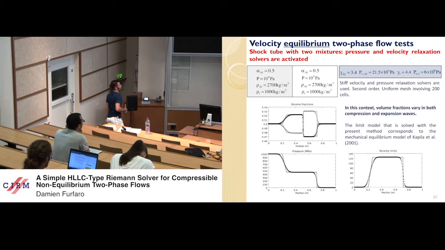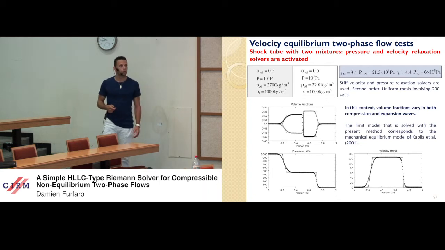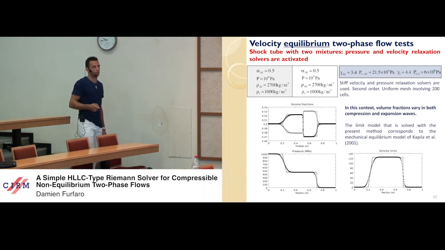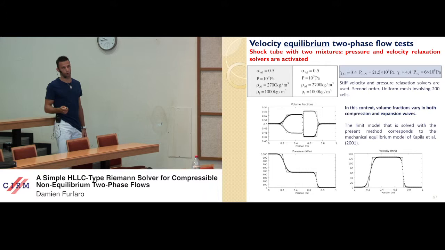Finally, the last test considers a shock tube with two mixtures. Here we consider aluminum and liquid water. The volume fractions are uniform everywhere. The left chamber is at high pressure, and the right chamber at atmospheric pressure. Stiff velocity and pressure relaxation solvers are used too. In this context, volume fraction varies in both compression and expansion waves.